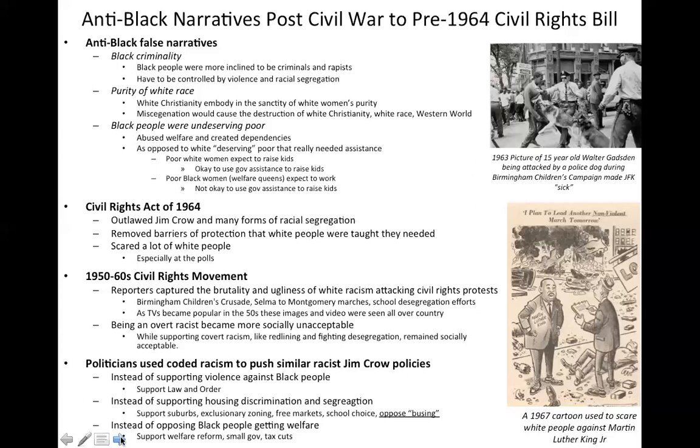So you start seeing not only that black people are criminals and rapists, and that we need to protect the white race from them, but also that any programs to help them out are just going to be abused. There are a lot of anti-black narratives going on, particularly from the end of the Civil War until the 50s and 60s. So this is the environment where all of a sudden LBJ passes the 1964 Civil Rights Act that takes away all these barriers they set up to protect themselves against these false narratives that black people were dangerous.